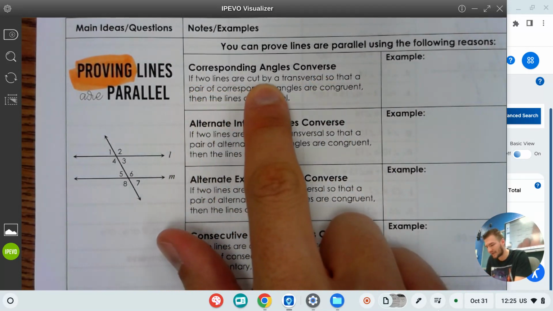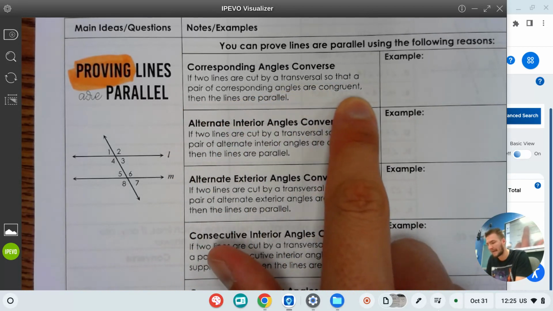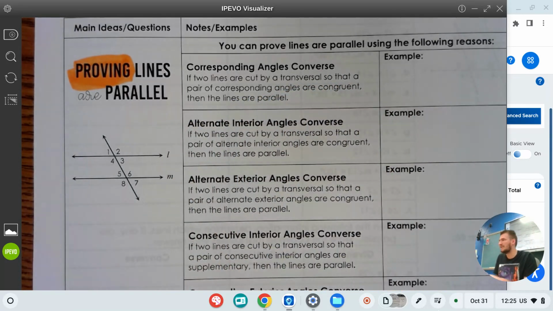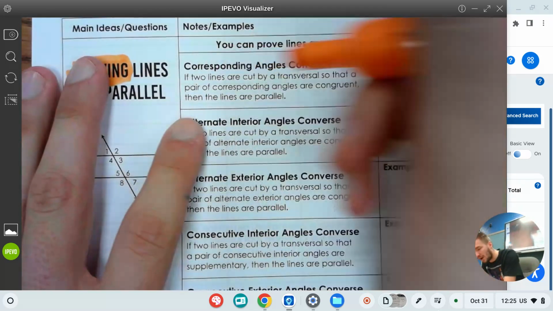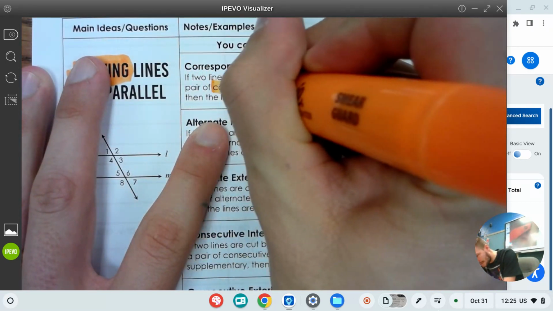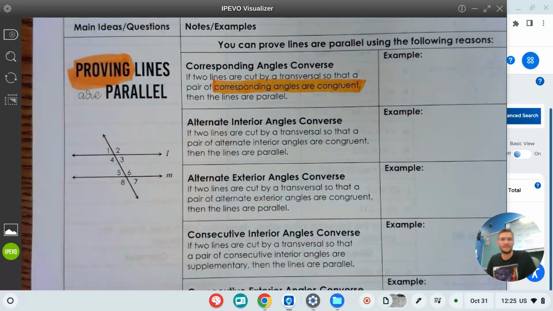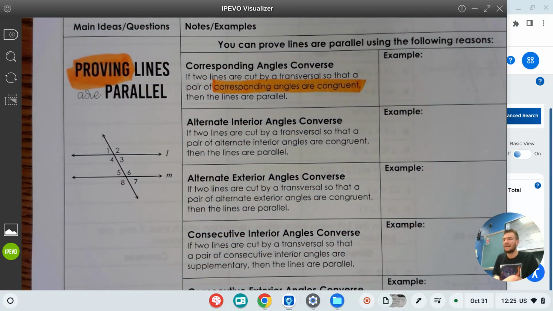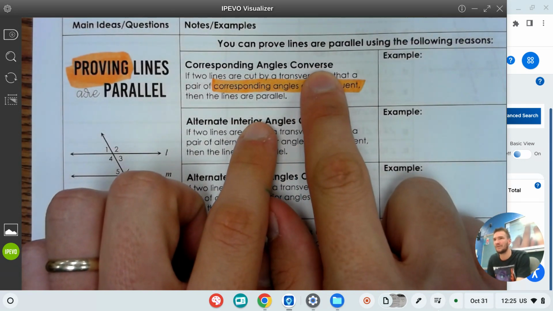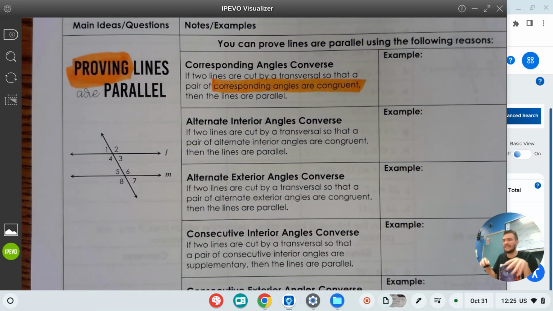Now, if two lines are cut by a transversal so that a pair of corresponding angles are congruent, then the lines are parallel. None of that is new information. We already knew that corresponding angles are congruent. What we're doing today is, instead of starting with parallel and then saying congruent, we're now going to start with congruent and then say parallel. That's kind of why converse is being used, because we're doing the questions in the backwards order, okay?